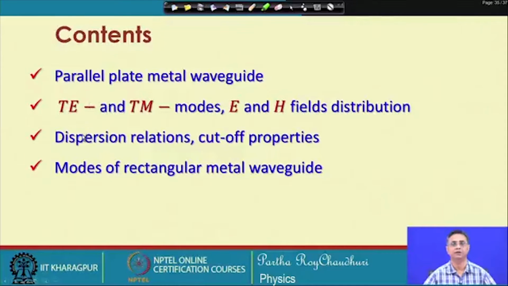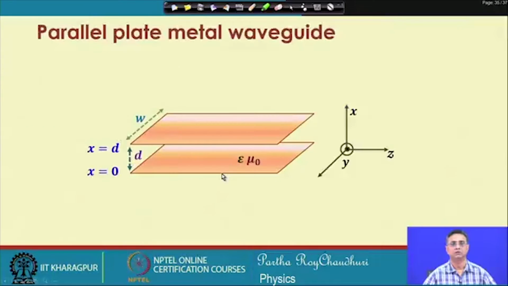Then we will discuss the dispersion relations and cutoff properties, that is, till which frequency the wave will be supported and when the wave will not be supported. Modes of the rectangular metal waveguide will be discussed as an example of two dimensional confinement of the waveguide. So, we first consider a parallel plate metal waveguide.